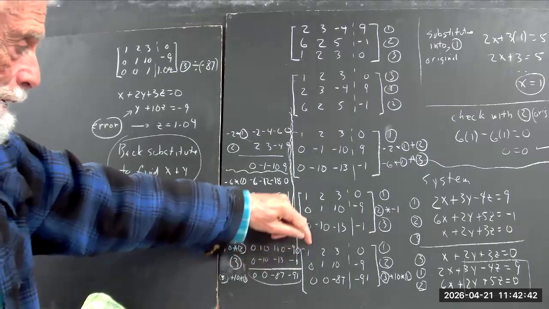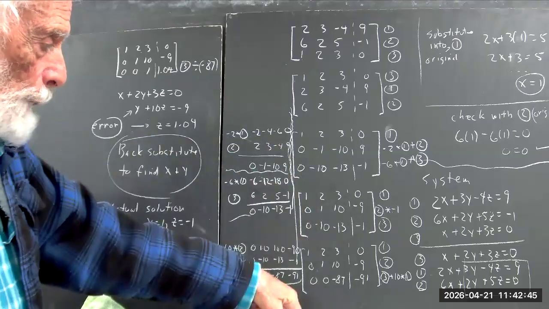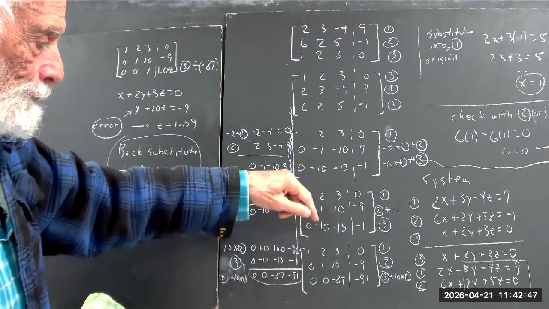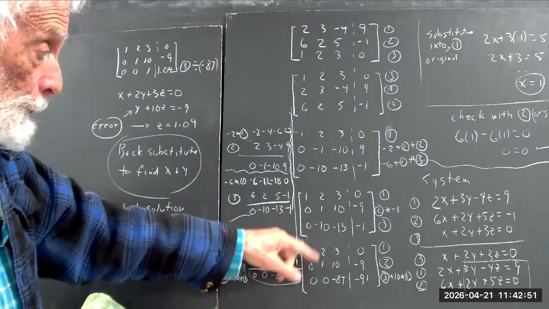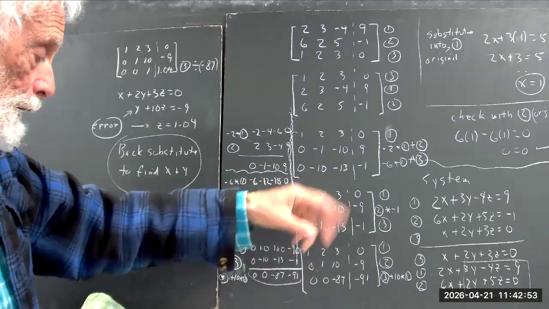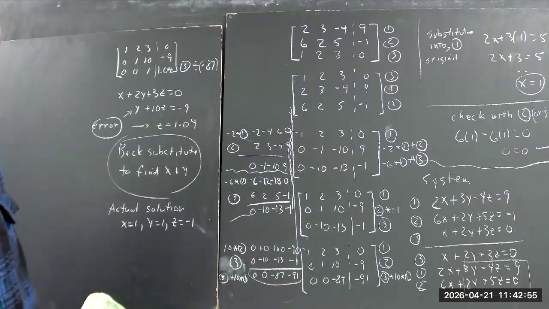So your aim is to get a 1 here and then wipe out all the numbers below it, and to get a 1 here and wipe out the number below it. You'd also wipe out the number above it and save yourself a later step, but I'm not going to get into that right now. Okay.